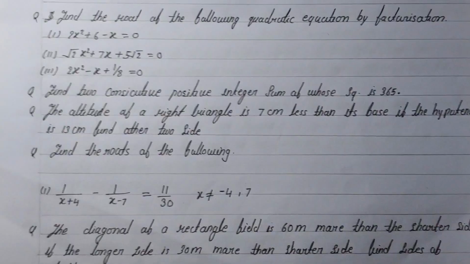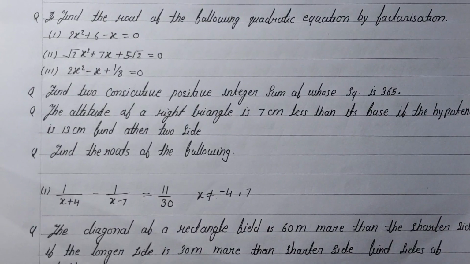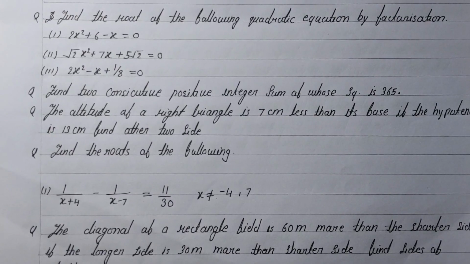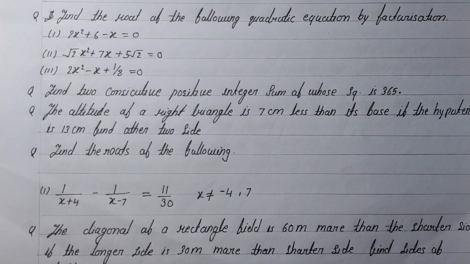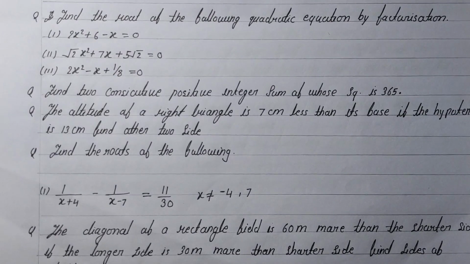Next, find the roots of the following quadratic equations by the factorization method. First, 2x squared plus 6 minus x is equal to 0. Second, √2 x squared plus 7x plus 5√2 is equal to 0. Next, 2x squared minus x plus 1/8 is equal to 0. Find two consecutive positive integers, the sum of whose squares is 365.